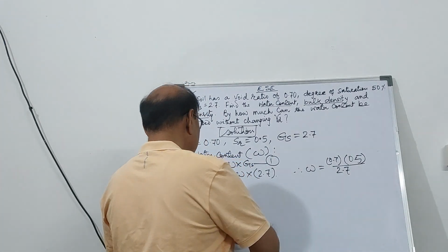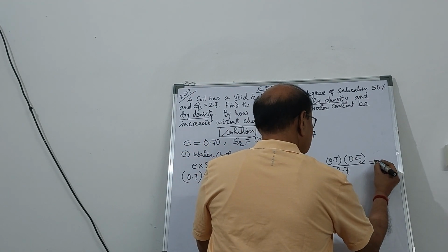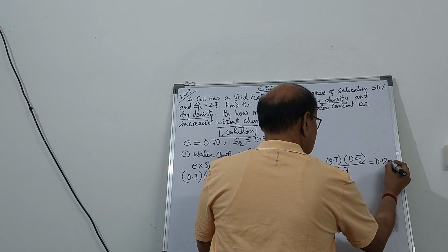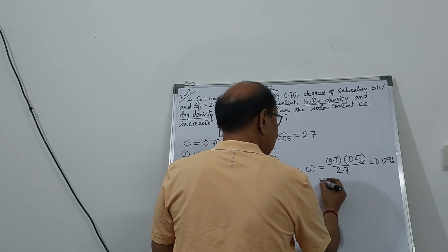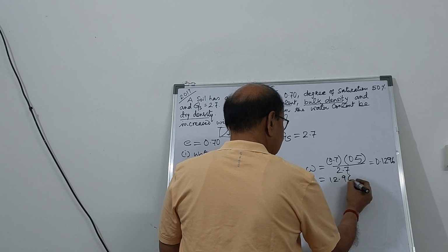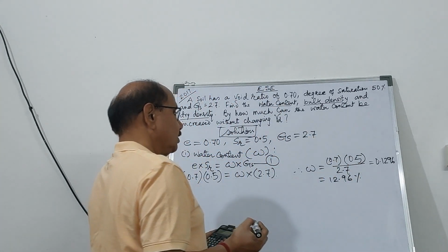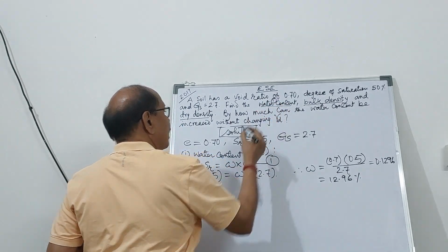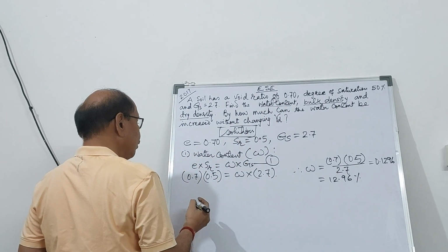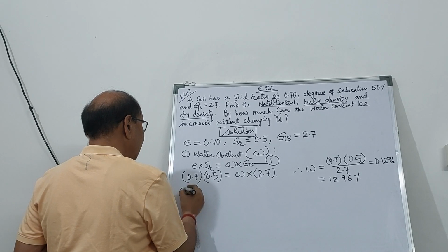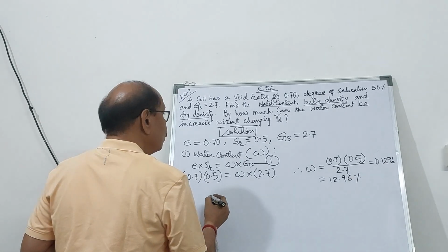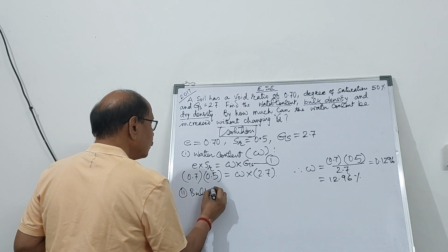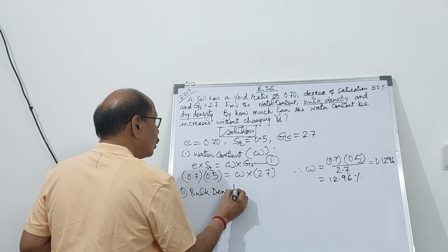This comes out to be 0.1296, that is 12.96%. This is the value of water content. So the first part, water content, we have found out. The second part of this problem is to find out bulk density or total density.